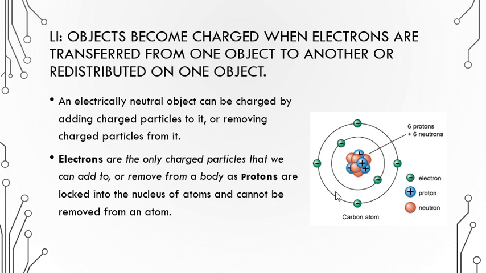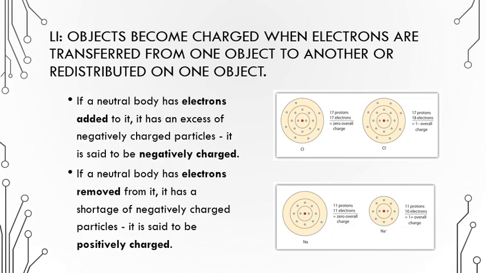So the carbon atom has 6 protons and 6 neutrons as well, but it also has 6 electrons, so it's neutrally stable. 6 positive charges, so plus 6, and negative 6, because 6 electrons. So overall it's a neutrally stable atom. However, it can either gain electrons or lose electrons, okay? Electrons are the only charged particle that we can add to or remove from a body, and protons are locked into the nucleus, so they cannot be removed. Now, we'll have some examples to follow. So we can actually have positively or negatively charged objects.